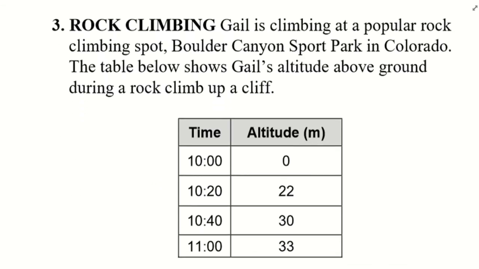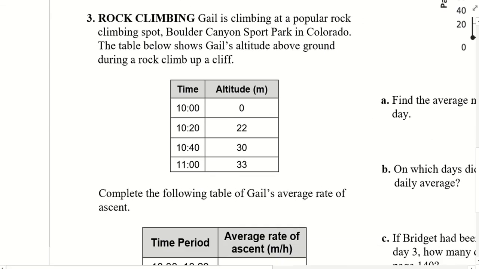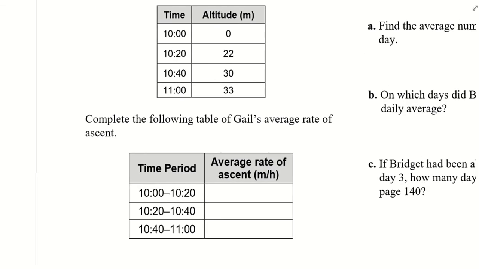Our next example, let's take a look at this. We've got Gail. Gail is climbing to the top of a cliff. Her time is changing. She starts at 10. She ends at 11. She goes from 0 meters in altitude all the way up to 33 meters in altitude. The question that is at play here is, what is her average height of ascent? What is she doing over time? So from 10 to 10:20, this one's kind of tricky, and I think you guys can handle it.